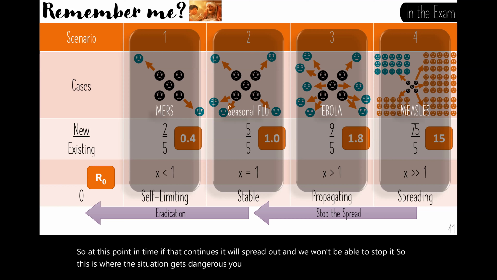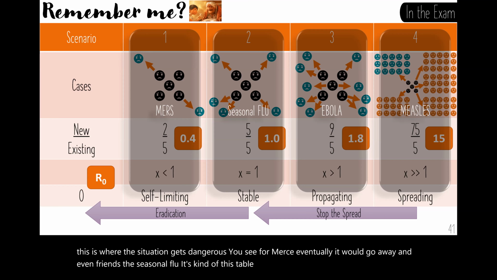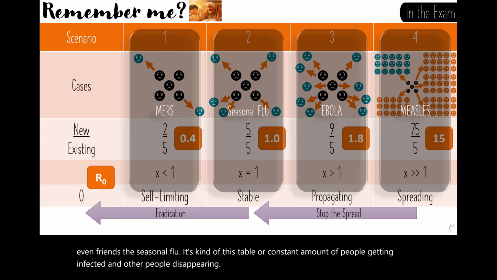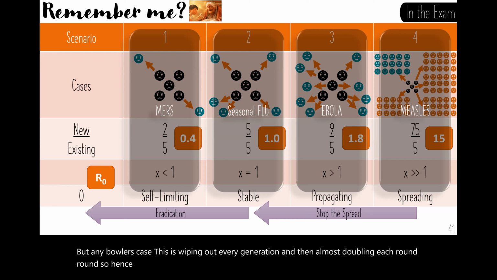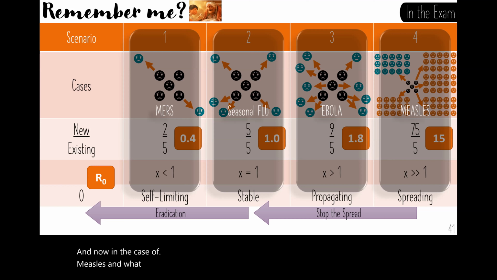You see, for MERS, eventually it would go away. And even for the seasonal flu, it's a stable or constant amount of people getting infected and other people disappearing. But in Ebola's case, this is wiping out every generation and almost doubling each round, hence the R0 of 2, right? So we want to stop that spread. And in the case of measles, with an R0 of around 15, depending on which report you read, that's just taking over, and it's taking over really fast. Keeping this pattern of numbers is a pretty dangerous situation to be in.